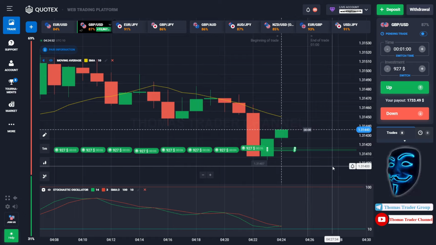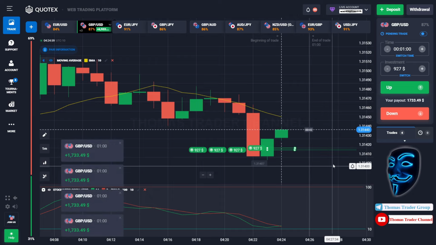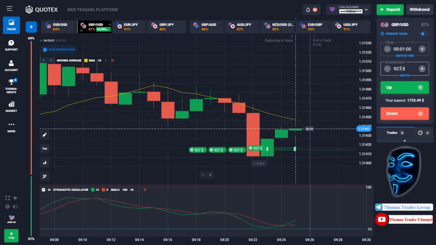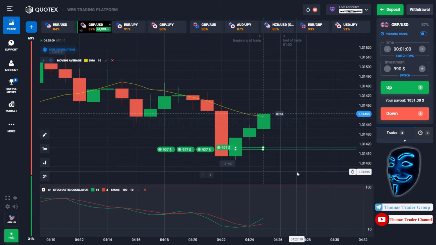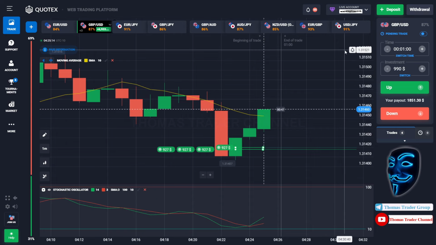We made a right prediction over here. We made a profit of $13,800. Let's divide it into 14. We will open 14 position of $990 in the next open position. And over here we can open sell for 1 minute.